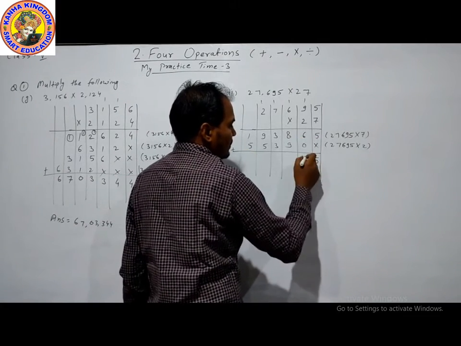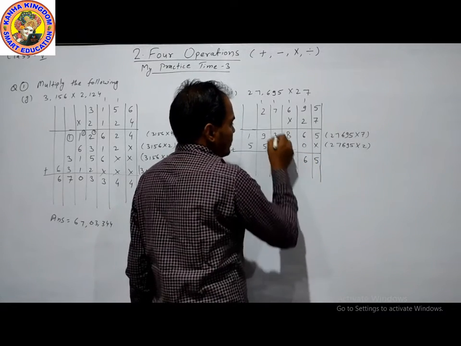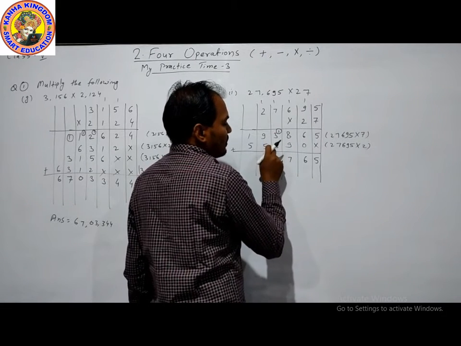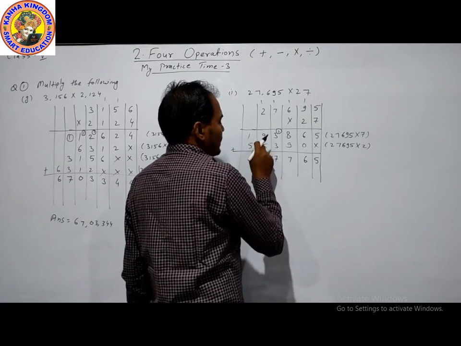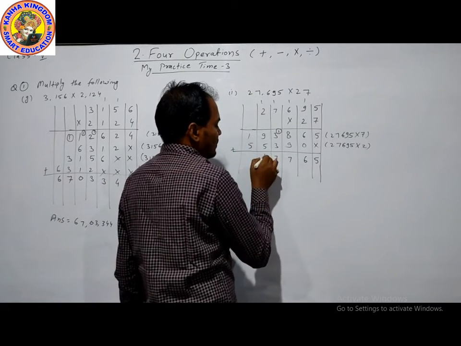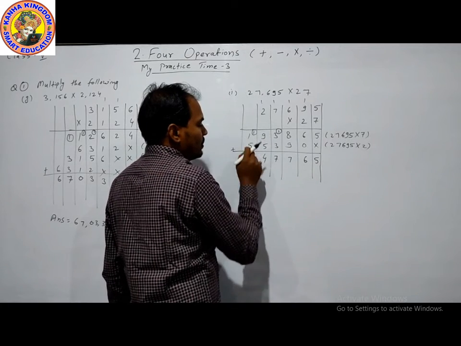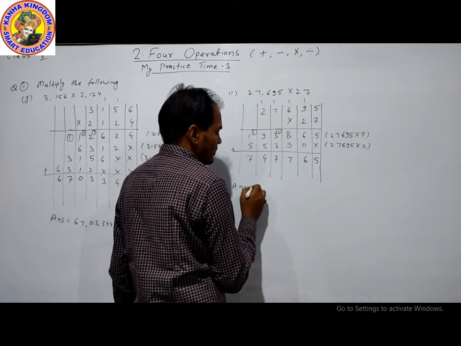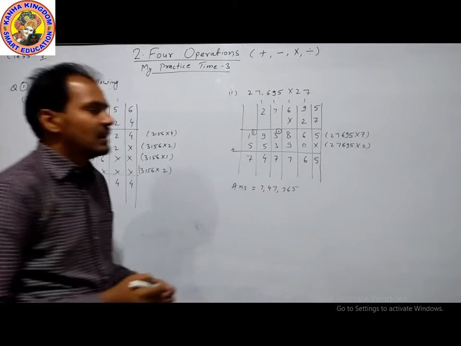5, 6, 8 plus 9, 17. 1 plus 3, 4. 4 plus 3, 7. 9 plus 5, 14. 1 is carry point. 1 plus 1, 2. 2 plus 5, 7. So our answer is 747,765. This is our answer.